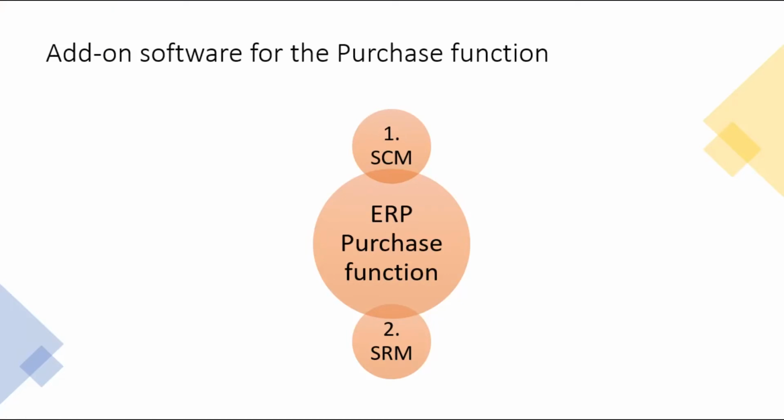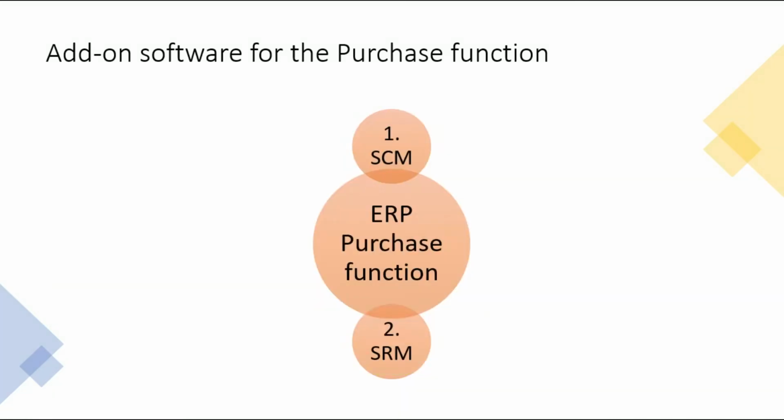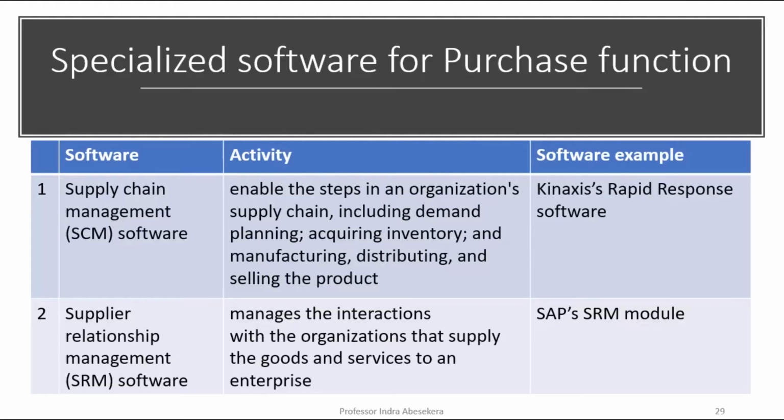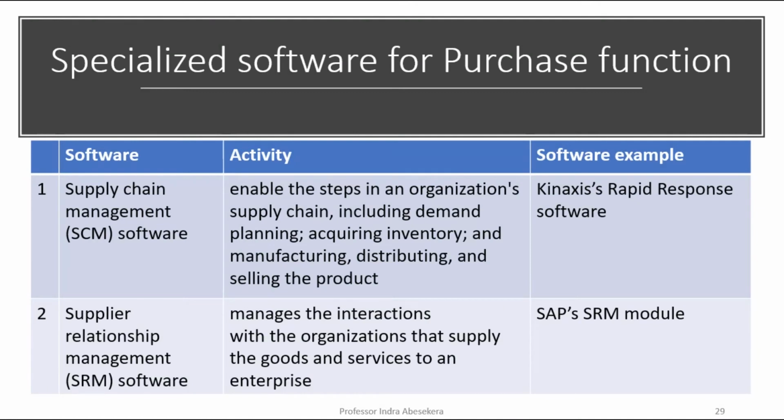We talked about the sales function add-on software. Let's now talk about add-on software for purchase function. There are 2 add-on softwares, SCM and SRM. SCM is the supply chain management software. It's about the enterprise managing the supply chain, looking at the demand for the products, acquiring inventory, manufacturing, distributing, and selling the product on time.